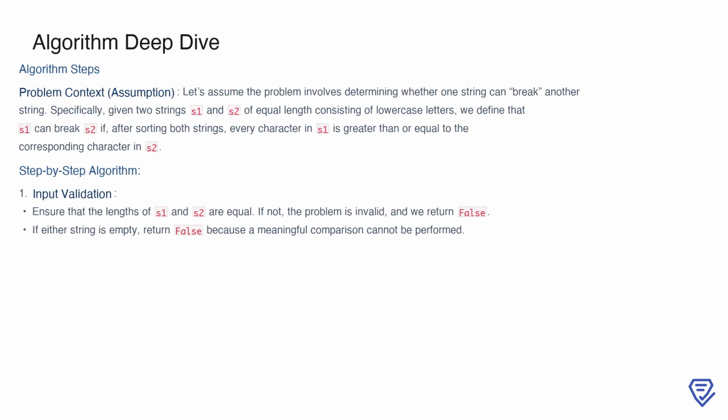To solve the problem, the first step is understanding the context. We are tasked with determining if one string can break another. This means that when both strings are sorted, every character in one string must be greater than or equal to the corresponding character in the other string.